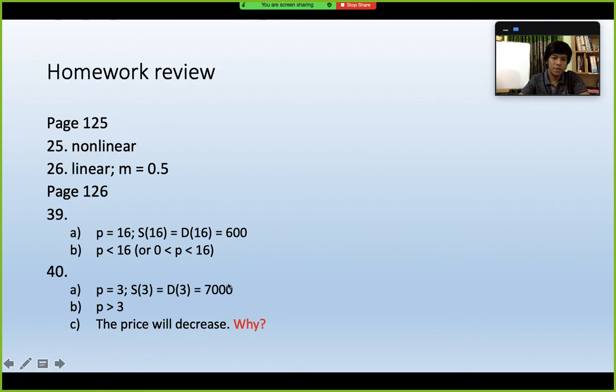These are the answers from our previous lesson. We said that 25, 26, 39, and 40 were the homework. Homework means practice work. So these are the answers. If you want, you can match your answers and check whether you have gotten them right or not.